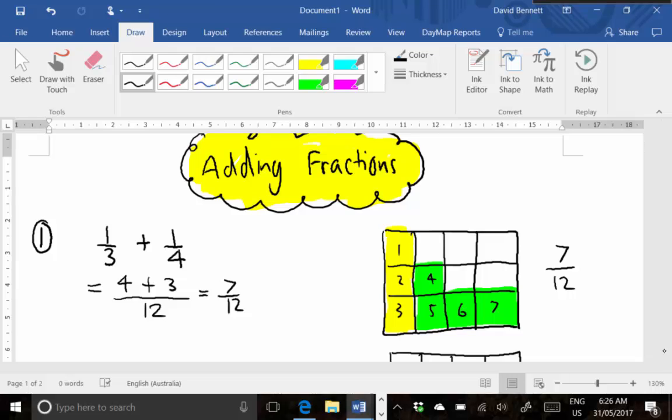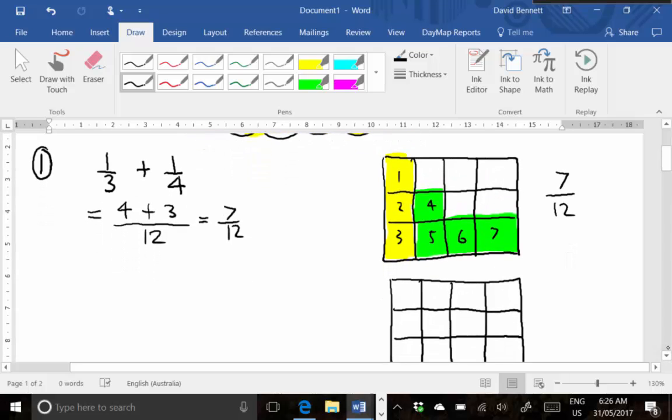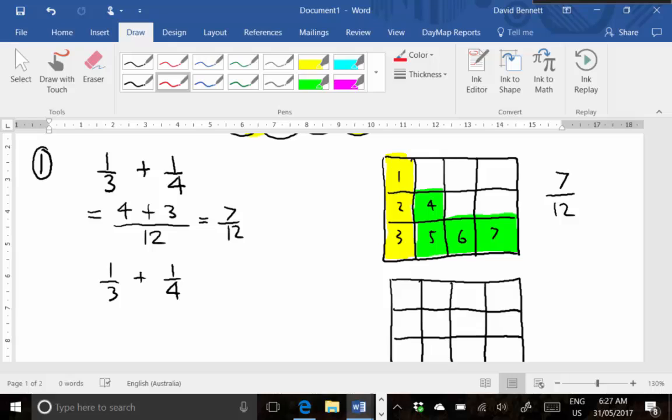All right, some other people like this method, and I'll just show you this. And you've got to find a way of doing this yourself. So a third plus a quarter. Some people like this, and they go, oh, the number's 12. So what I need to do is I need to times that by 4 over 4. Right, and so therefore that's like timesing by 1. And here I have to times that by 3 over 3. And that's like timesing by 1.